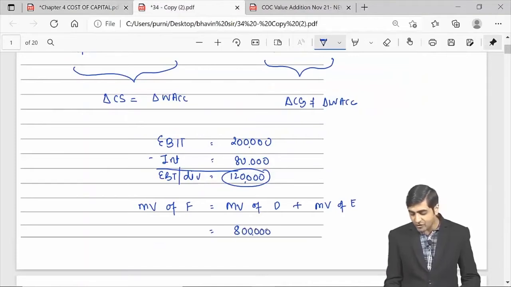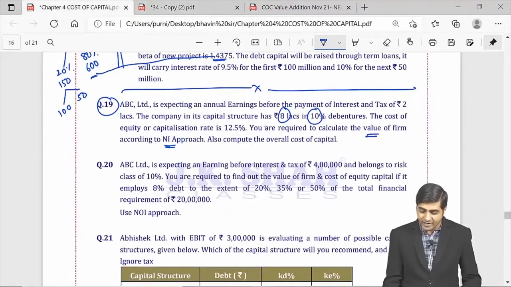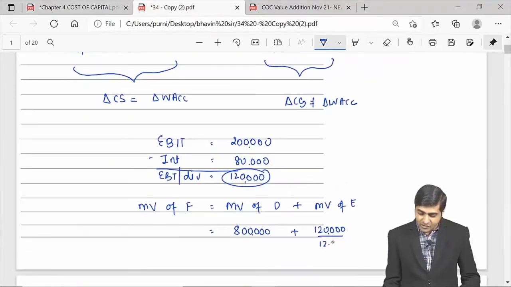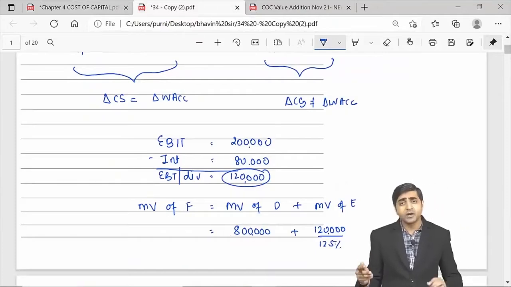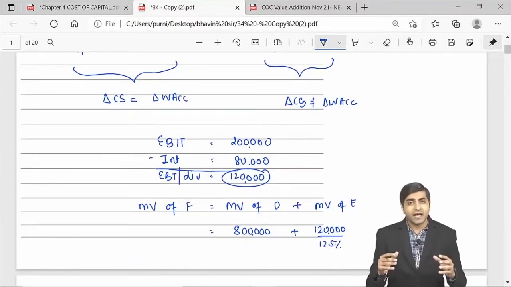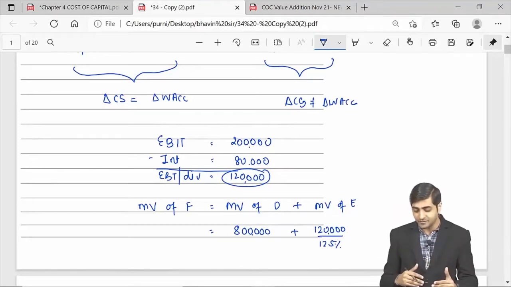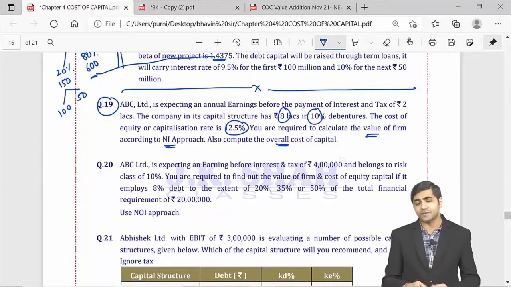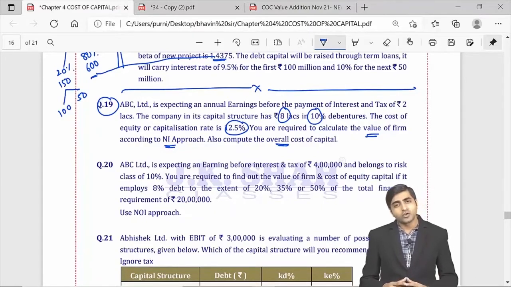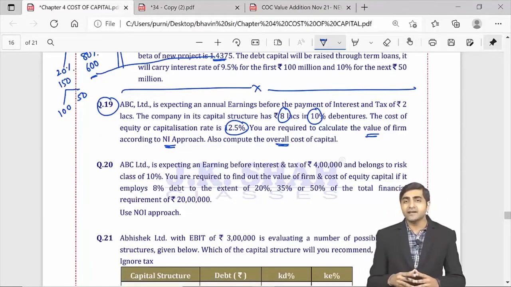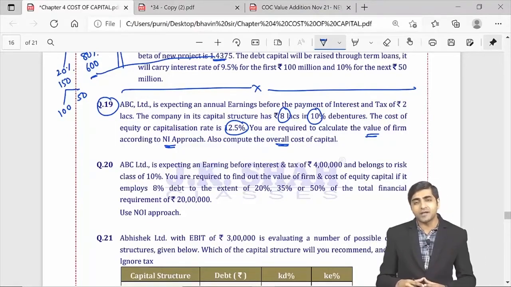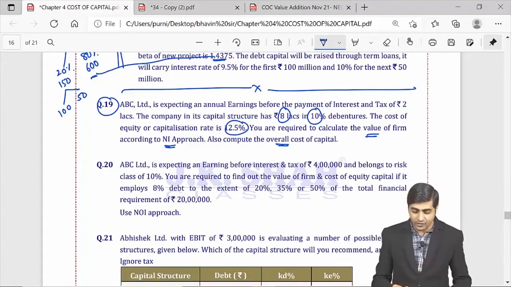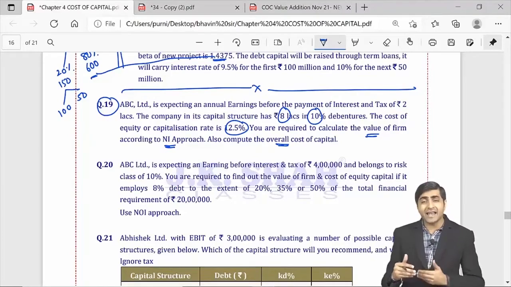And while calculating your market value of equity, we will be taking the dividends and capitalizing that by KE, and guys, your KE is nothing but 12.5%. So this will be giving you the market value of equity. To this you will be adding the market value of debt, and together you will have the market value of the company. So that is something which we have to calculate in the first part of the question, and in the second part you are also required to calculate the overall cost of capital. So guys, how will you calculate your KO? You will simply take your EBIT and divide that by the total market value of the company. You will be getting your KO as well. Okay, so this is something regarding your NI approach.